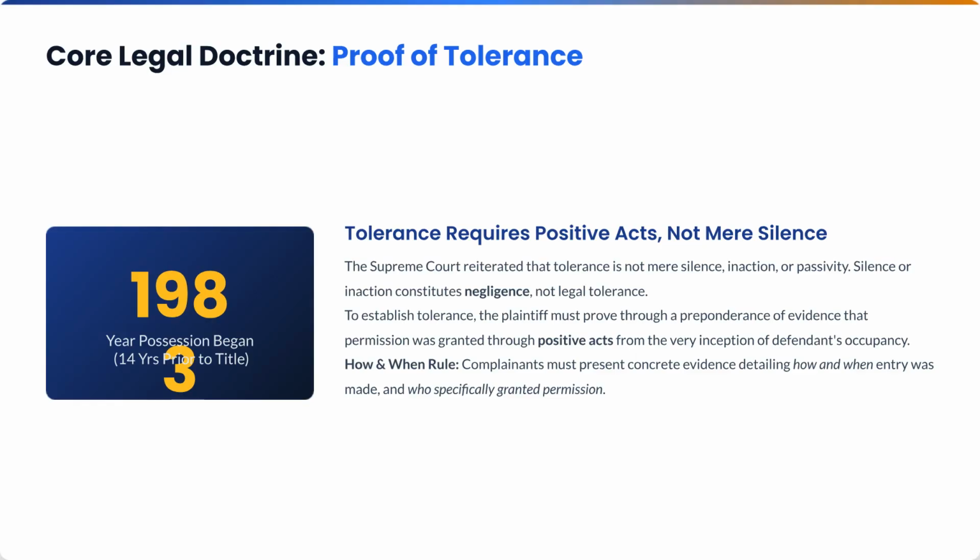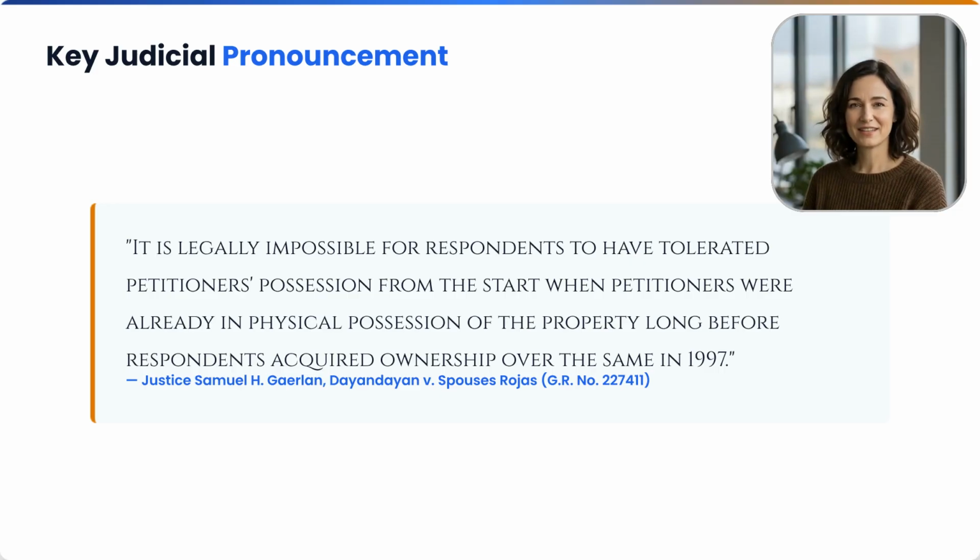The Supreme Court clarified that tolerance is not mere silence or inaction, which constitutes negligence. Instead, the plaintiff must prove through positive acts that permission was granted from the very inception of the defendant's occupancy. The court's pronouncement was clear. It is legally impossible for respondents to have tolerated possession from the start if the petitioners were already physically occupying the property long before the respondents even acquired their ownership in 1997.